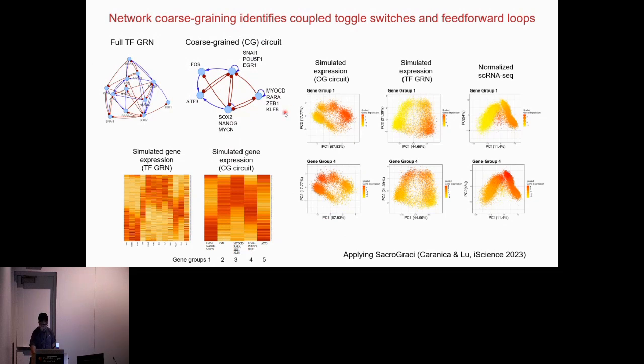It's still an ongoing study, and we are trying to understand what the network means. We do observe coupled toggle switch circuits and also some feed-forward loops, which probably help to establish the sequential transitions during the cell differentiation process.